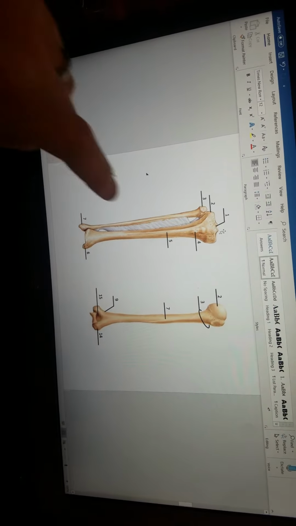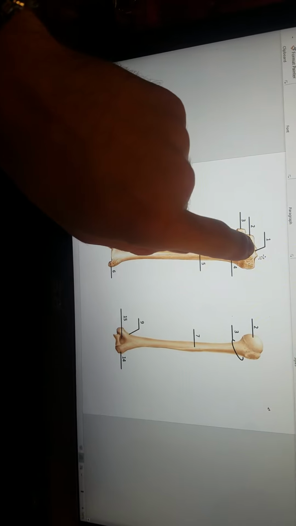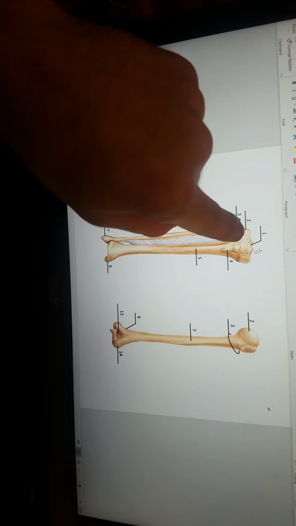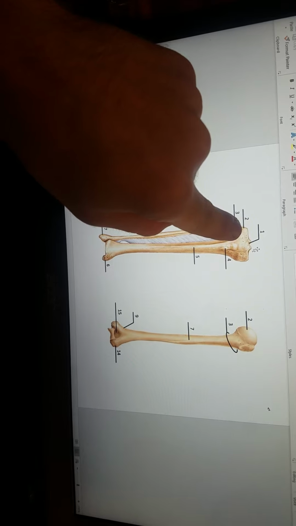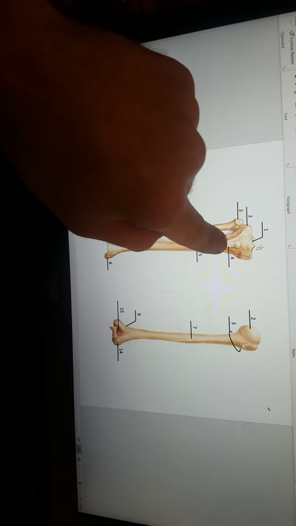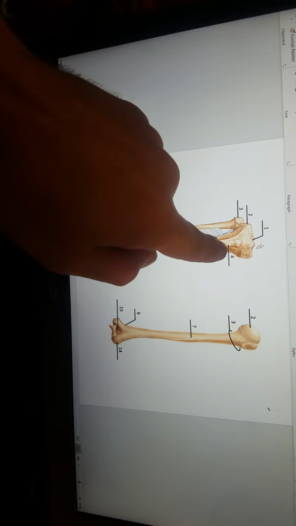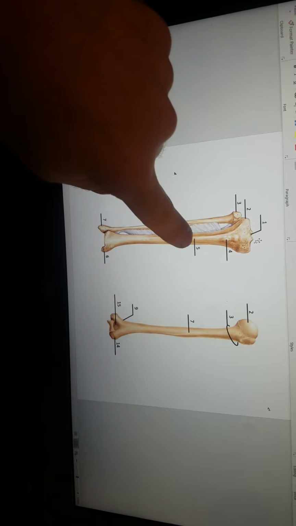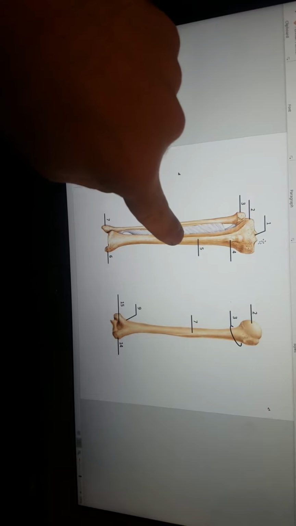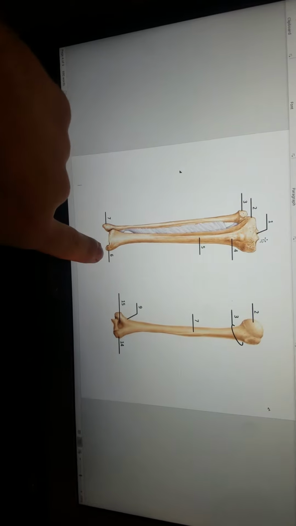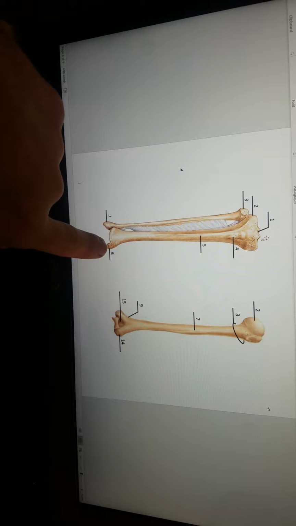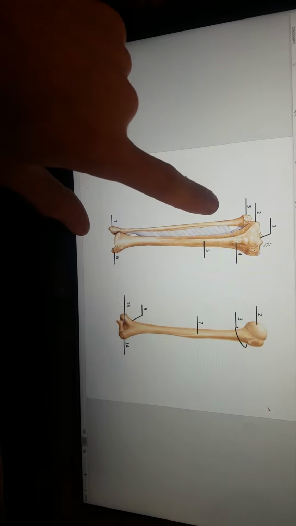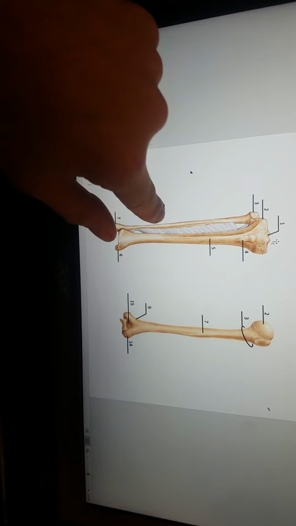Part B, we have the tibial plateau. 2 is the lateral condyle. 4 is the tibial tuberosity. And 5 is the anterior crest. And 6, we have the medial malleolus. And 7 is the lateral malleolus. And 3 is the head of the fibula.